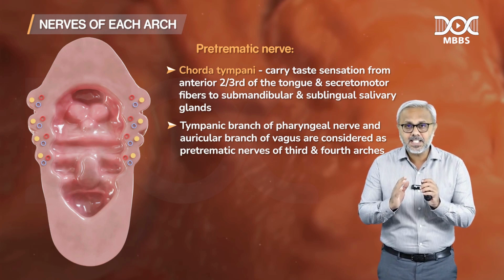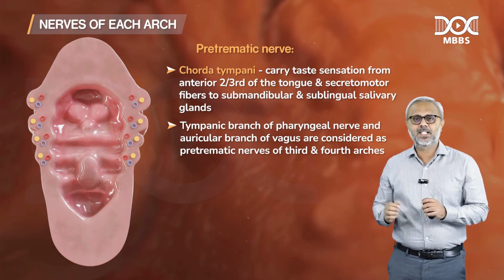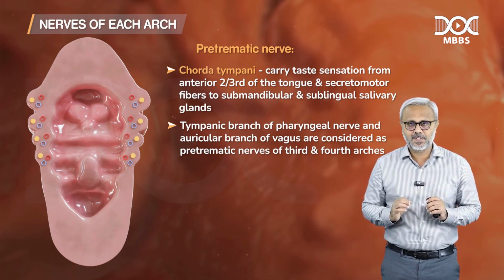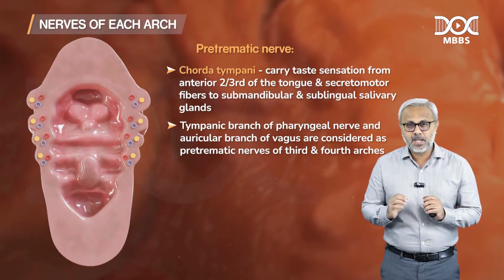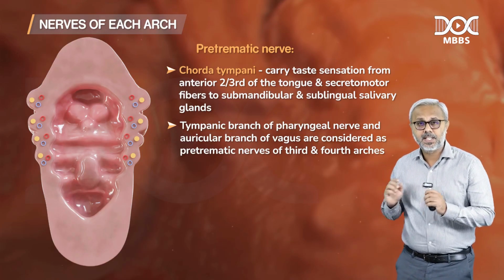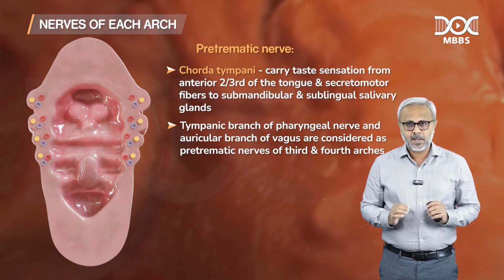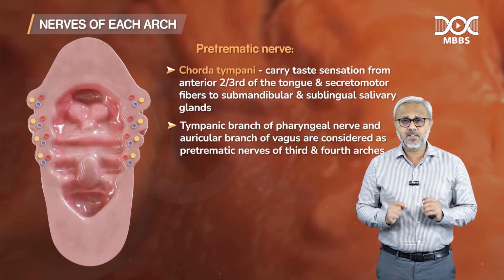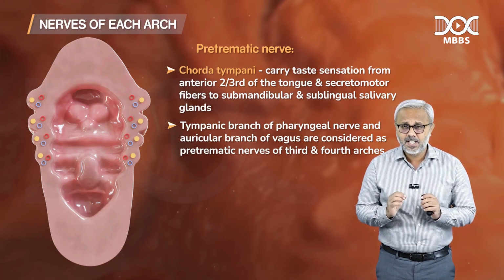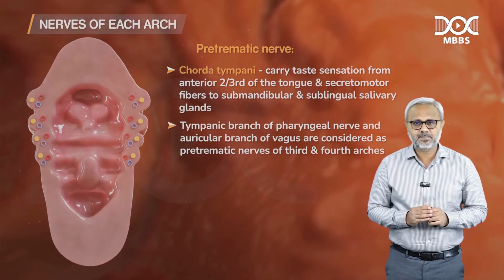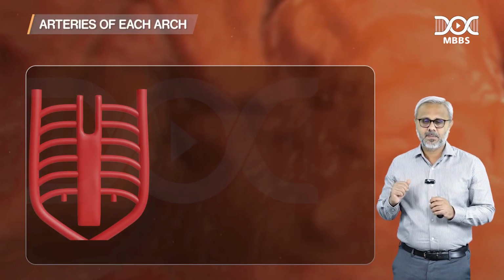Done? This is regarding the pre-trematic nerves and the post-trematic nerves. But what you need to remember, all the nerves that innervate the muscles of the pharyngeal arches are post-trematic. There is only one pre-trematic nerve for the first arch, and that is the chorda tympani. The last subcomponent of the pharyngeal arch or the mesoderm is the arteries.